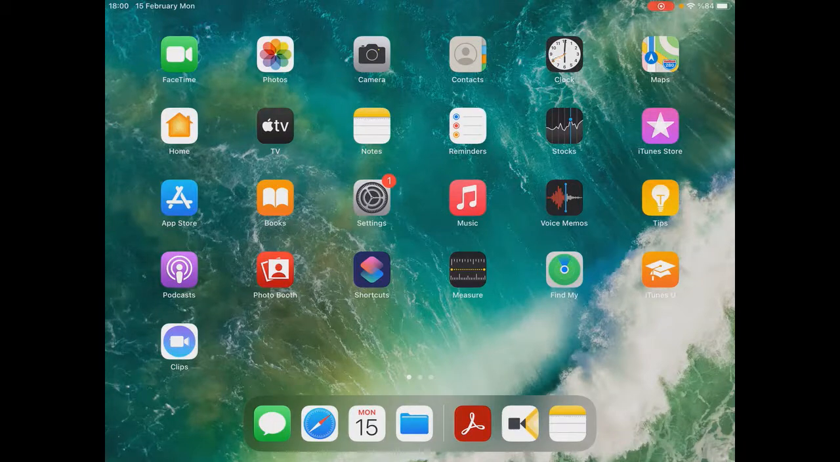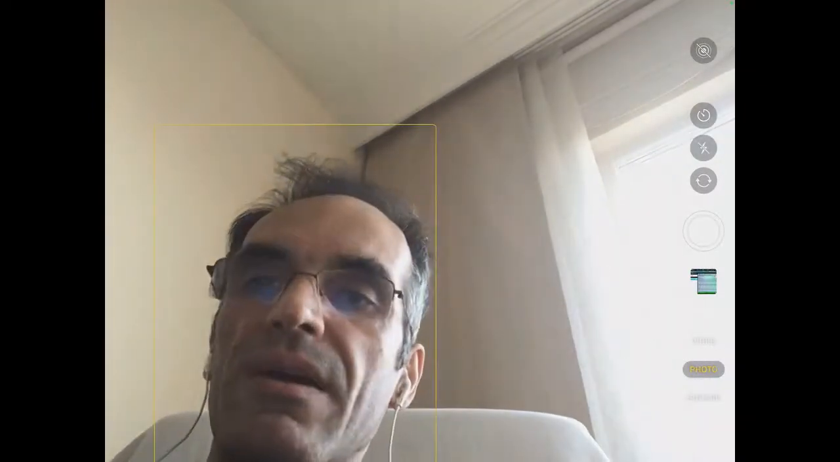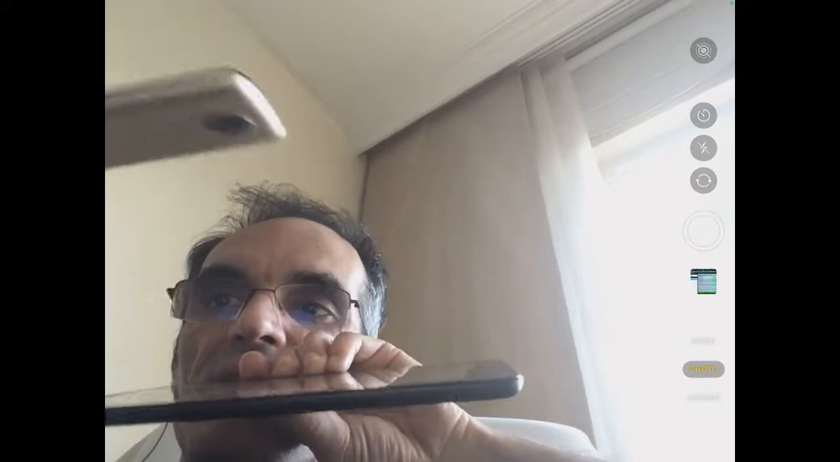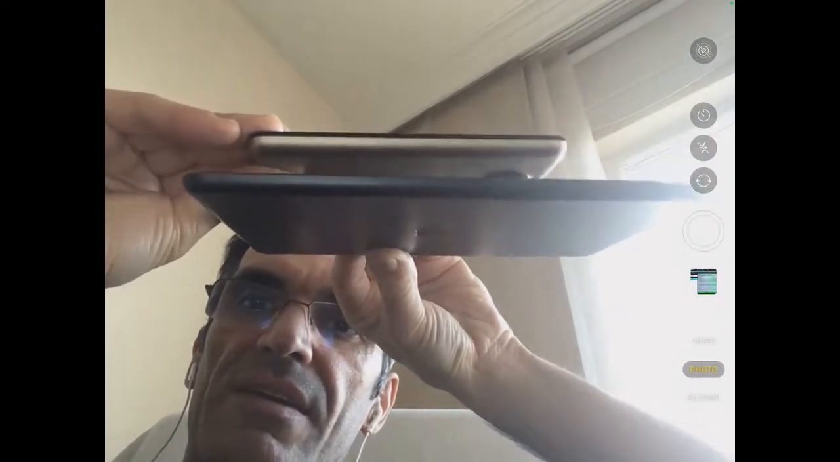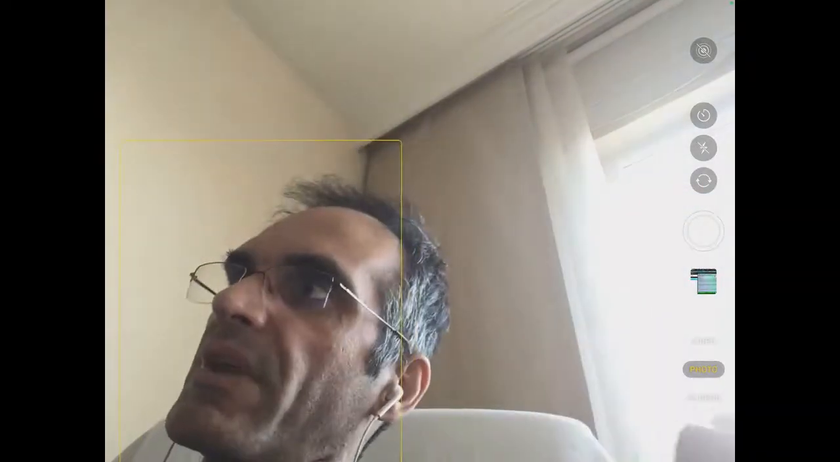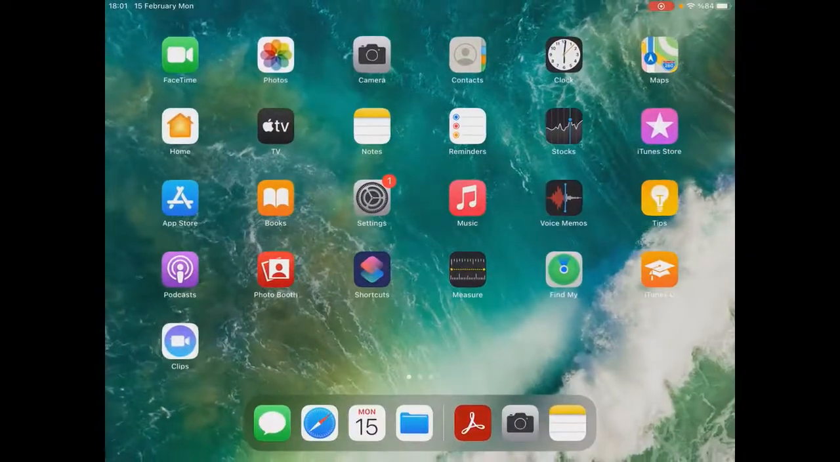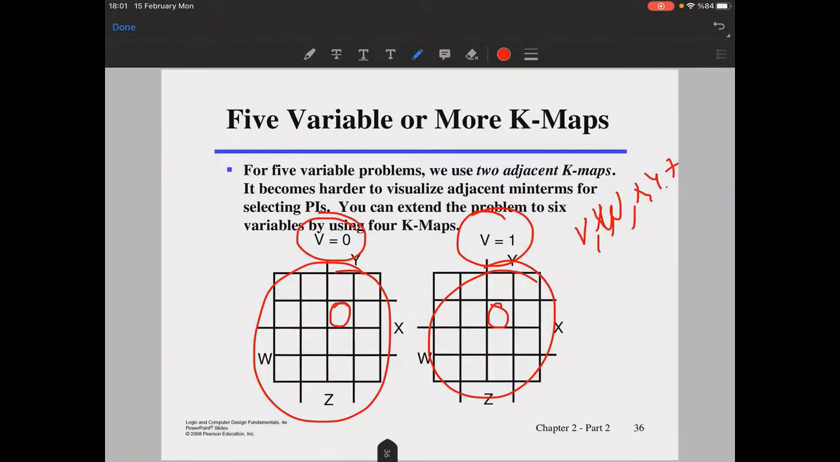So there's my camera, this one. So look, that's the idea. For example, V equals 0 is above this one, like this. So they become neighbors, since they're sitting on top of each other. That's how we deal with combining squares in this type of K-maps as well. It's becoming hard to visualize, but it is possible.